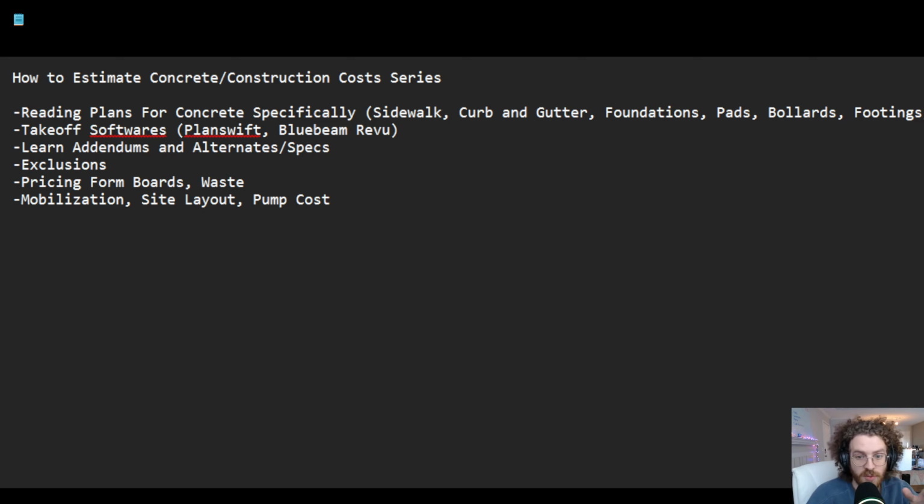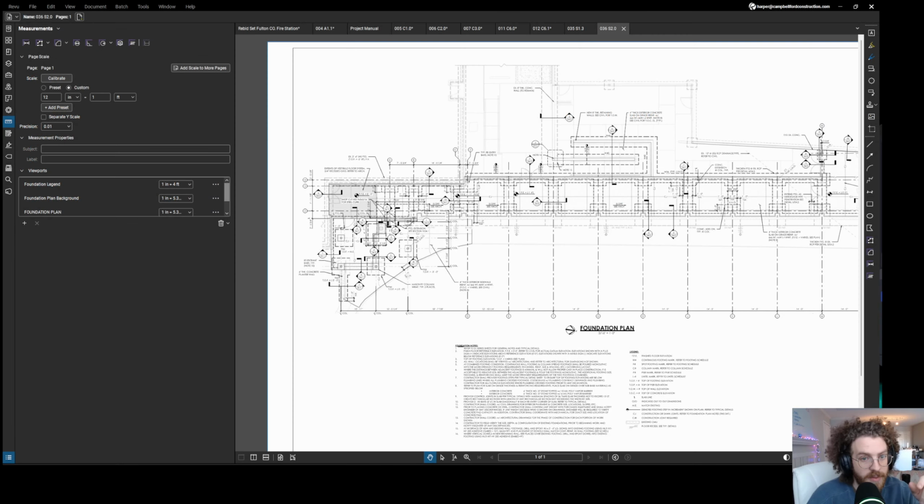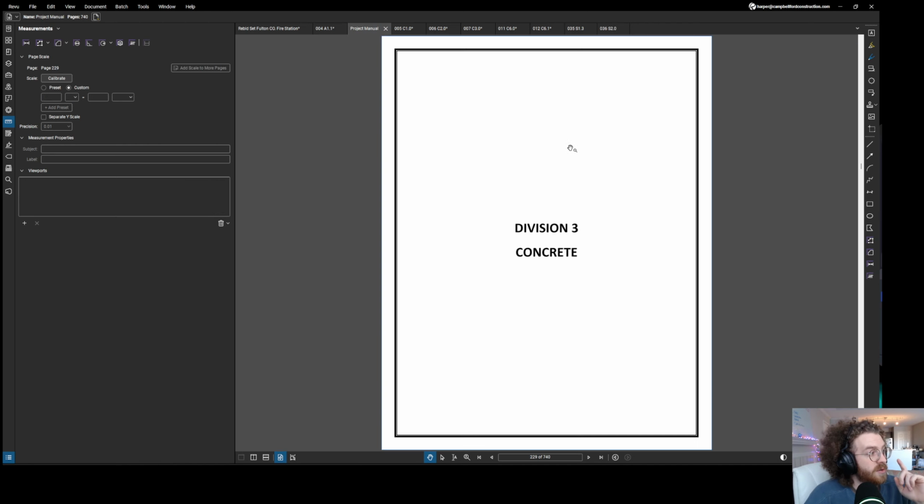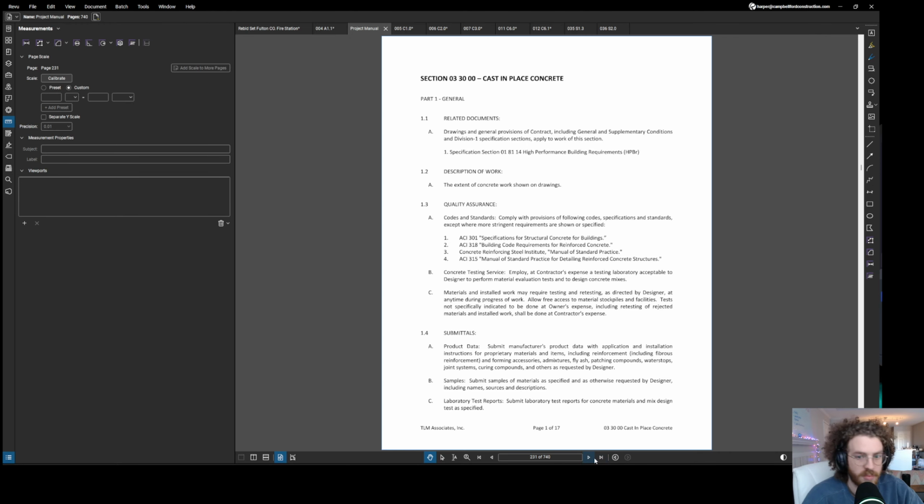Specs, super important. I'm going to go ahead and switch over. Now we're going back to the plans. And I've got a project manual clicked here. This is the most important division you're going to look at when you look at specs. Division 3, that's us, concrete. This is where you're going to find a lot of words and blank pages.